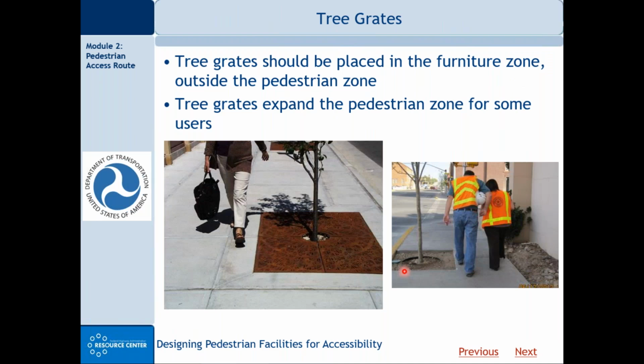Tree grates, if you remember, we saw this in the video yesterday with Kathy. I think the grates in the video were the older style. They were bare metal with large openings. In fact, her walker tip almost dropped into one of those openings. So desirably, tree grates should be in the border areas or furniture zone, not in the PAR. But I realize sometimes they will be in the PAR. In that case, it's important to use accessible grates like this one. Notice this has very small openings that comply with PROWAG. And if we look closely, we would see that it also has some texturing to provide slip resistance.